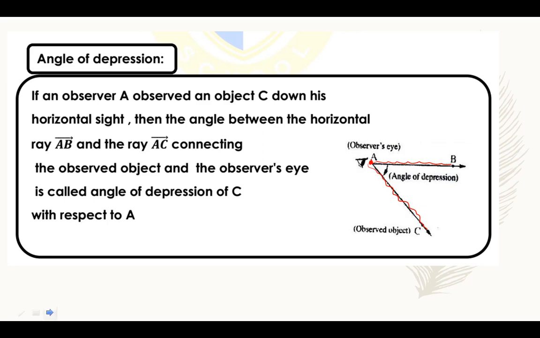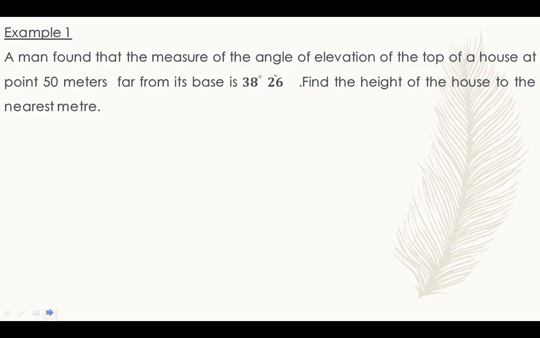Let's go to understand this lesson by examples. Example 1. A man found that the measure of the angle of elevation of the top of a house at a point 50 meters far from its base is 38 degrees and 26 minutes. Find the height of the house to the nearest meter.